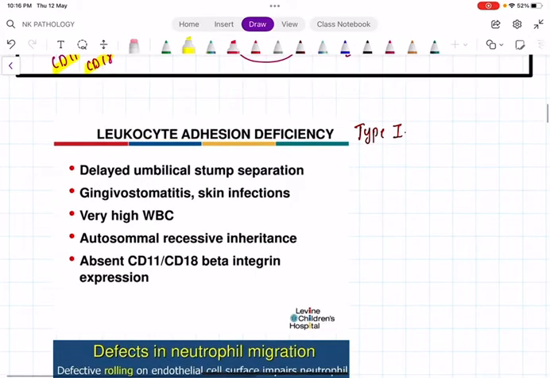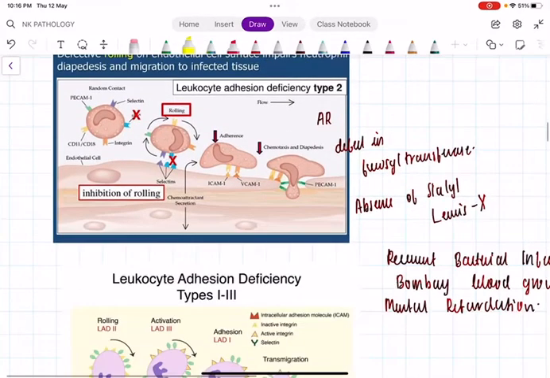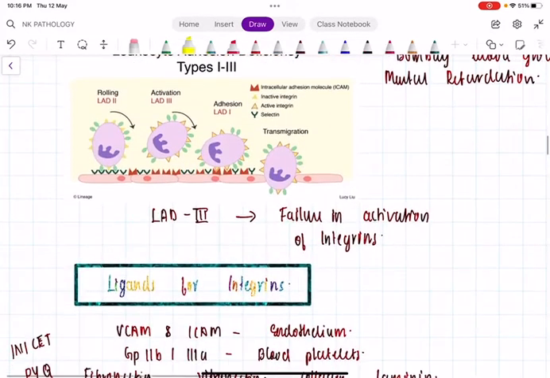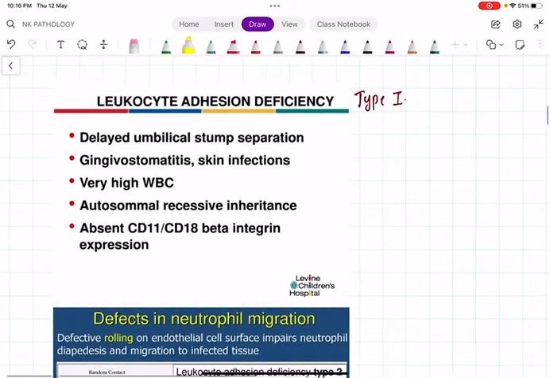Then we have types of leukocyte adhesion deficiency. That is the problem in this adhesion process, due to either a defect in selectins or integrins. We have type 1, type 2 and type 3. Remember, children get type 1. In type 1, what is the problem? The problem is CD11 and CD18. That is integrin. There won't be any integrin expression.